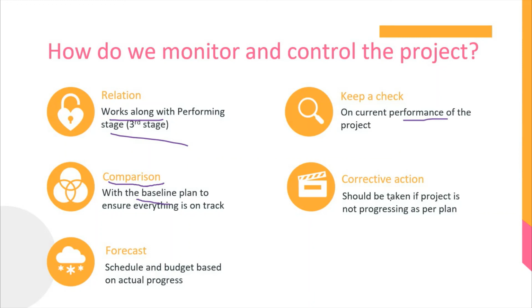After taking the corrective action, the next step is to forecast. So the project manager again forecasts the schedule and the budget and everything, and he recreates the project baseline forecast.